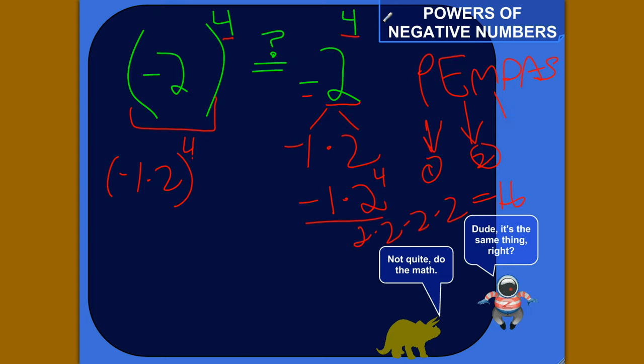And then after that we do multiplication. So we take the 16 and we multiply it by negative 1. So we get negative 16 is the value of negative 2 to the fourth without parentheses.